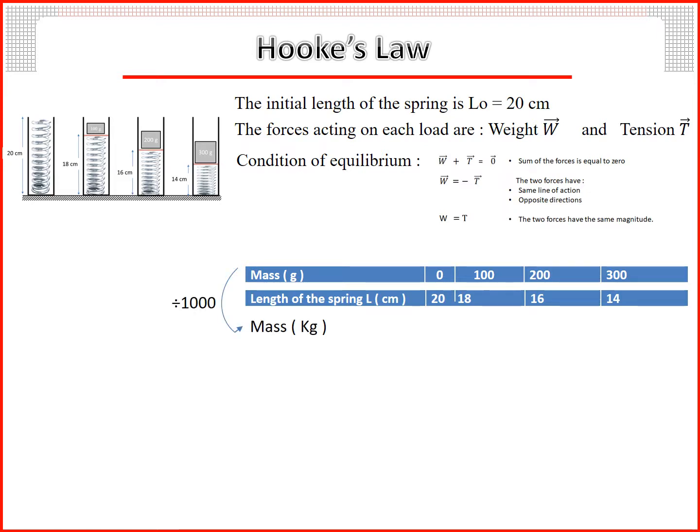To find the mass in kilogram, we have to divide by 1000. Then the masses are 0, 0.1, 0.2, and 0.3. Tension in Newton. Since the body is in equilibrium, then the tension equal weight. Tension equal M times G. Then the values of the tension are 0, 1, 2, and 3.